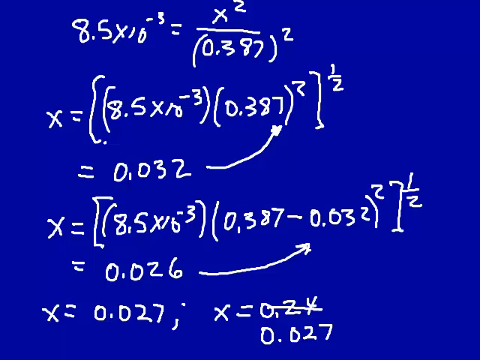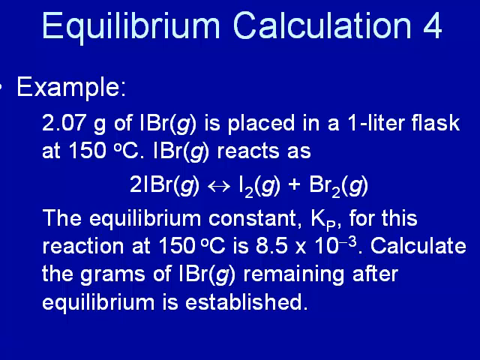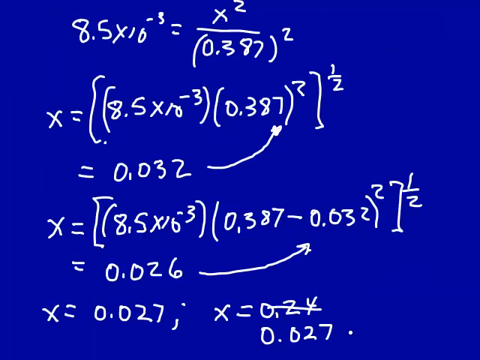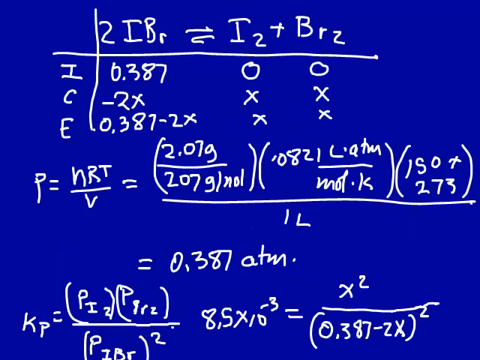Now we're going to go back, and the problem asked not what the value of x was, but how many grams of IBR remained after the equilibrium was established. Alright, so what do we have here? This is x in atmosphere. Remember, we put everything in atmosphere. So that if we subtract this off from our ICE table, multiply it by 2 and subtract it off, that will give our pressure in atmosphere. And then we could use the ideal gas law to find out how many moles and then how many grams and so on. So let's actually do that.